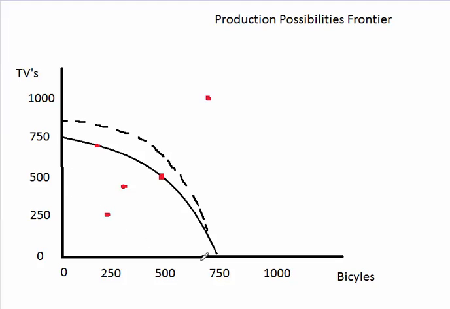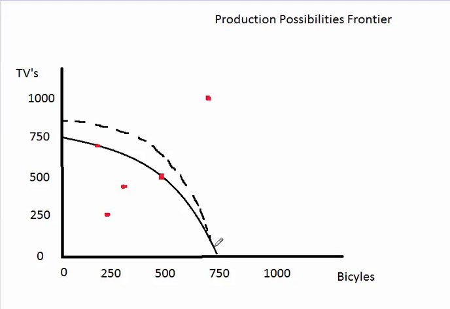But as you can see, if you go down to where they were producing no TVs, the amount of bicycles that they would be producing still stays the same, because the technology of a TV increasing has nothing to do with the production of a bicycle.